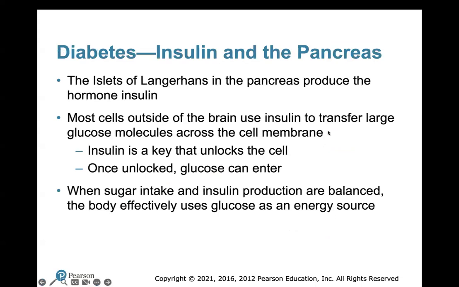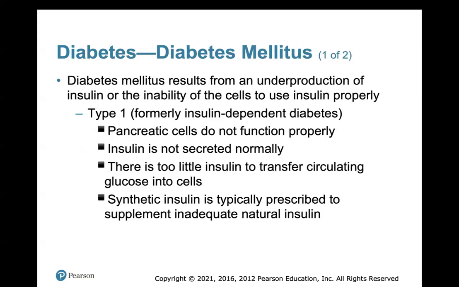So the islets of, I never have been able to pronounce that word. I'm not going to try tonight. In the pancreas produce the hormone insulin. Most cells outside the brain use insulin to transfer large glucose molecules across the cell membrane. So, like I said earlier, think of it as a key. It binds to it, it opens the door, it lets the glucose in, it shuts it behind it. It's the gatekeeper to allow glucose into your cells.